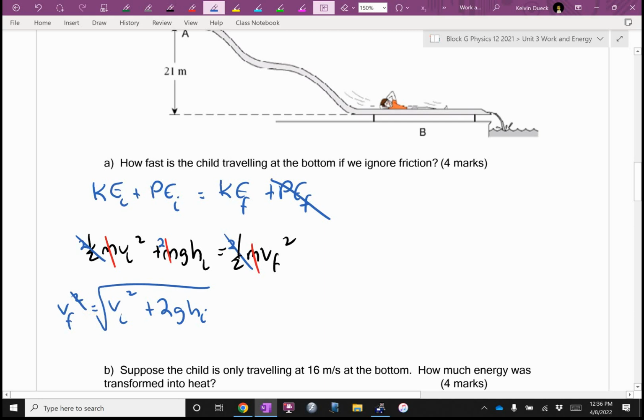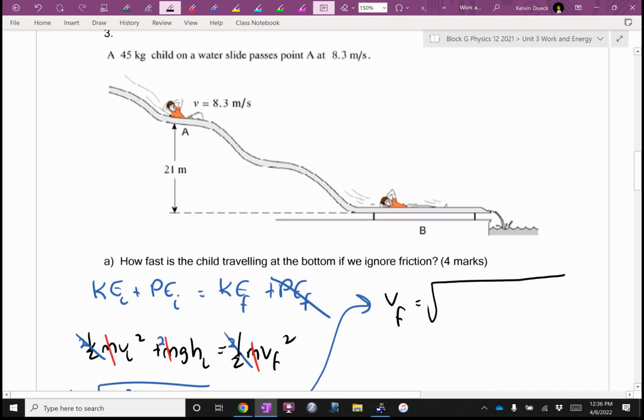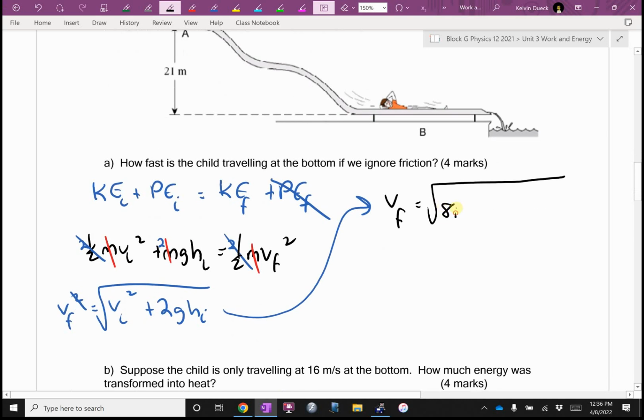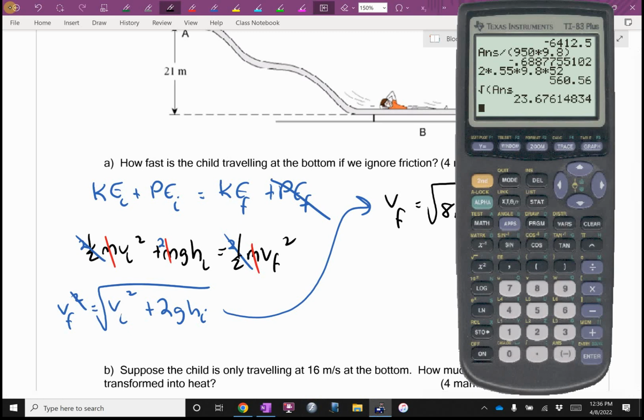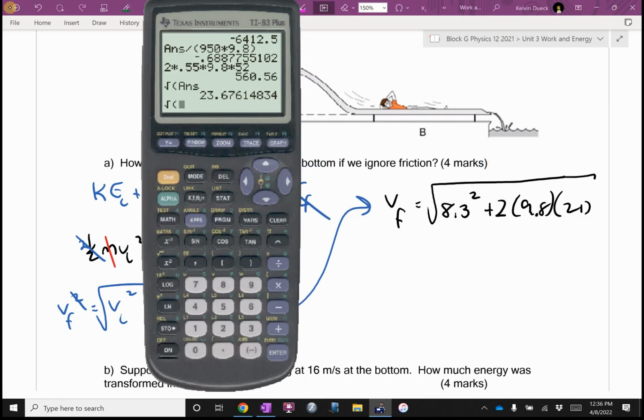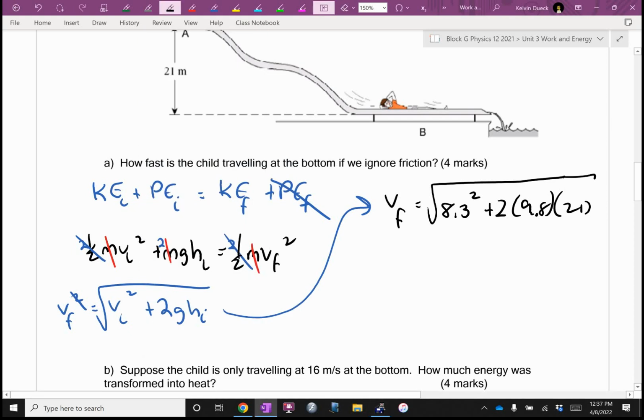And how do I get rid of a squared? I square root. v f is going to be the square root of v i. It was 8 point something, wasn't it? 8.3 squared plus 2 times 9.8 times 21. Square root bracket 8.3 squared plus 2 times 9.8 times 21. Did y'all get 21.9 meters per second?